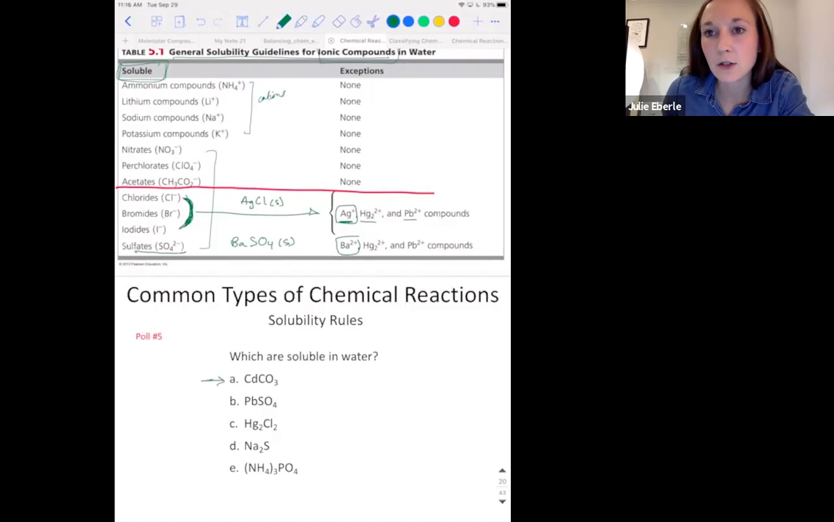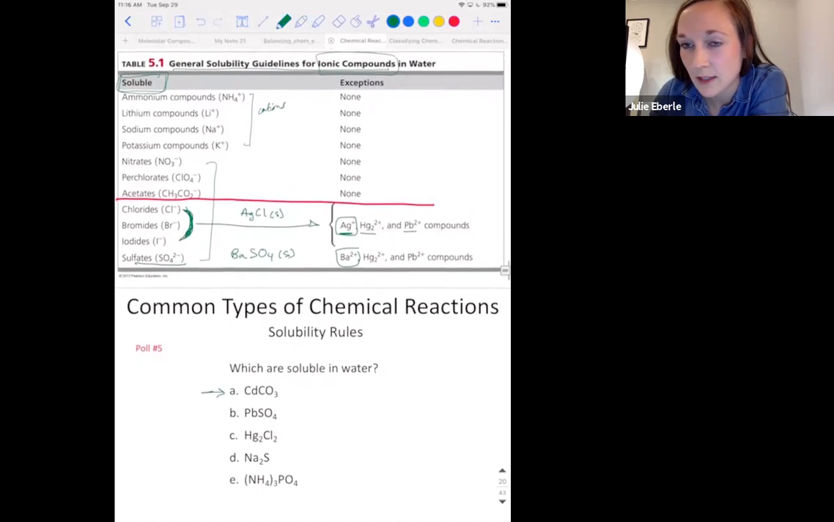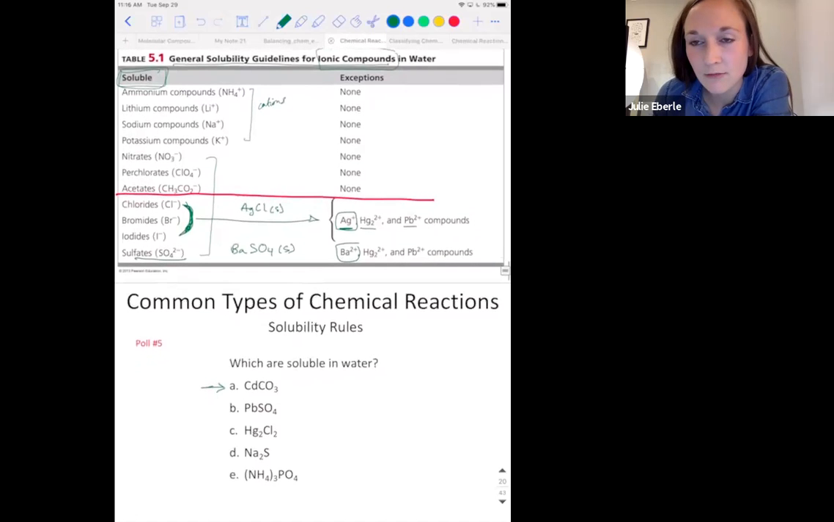All right, let's walk through that first one together. Is it soluble or insoluble? Then you'll do B, C, D, and E, looking at the solubility rules to help you make these determinations. So Cd and CO3, basically you ask, are these on my solubility rule chart anywhere? If I look up here, I don't see Cd, that's the cation, and I don't see CO3, that's the anion. So because these are not soluble, this one will be insoluble in water.